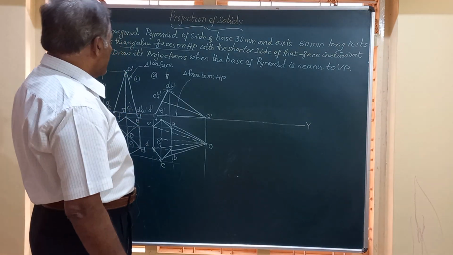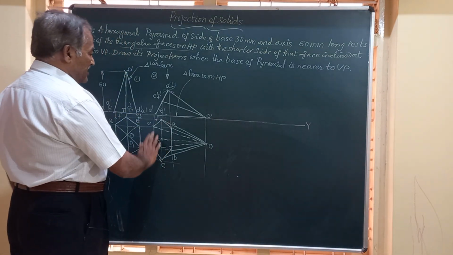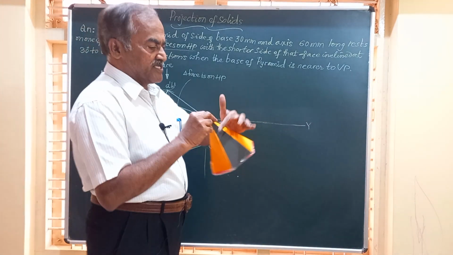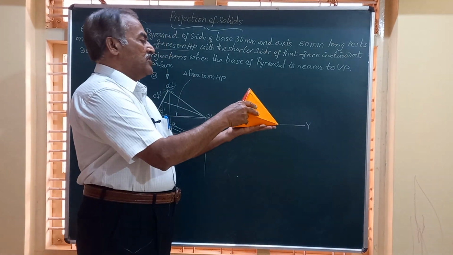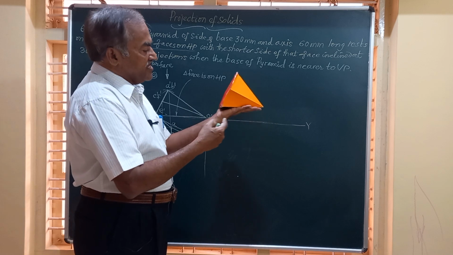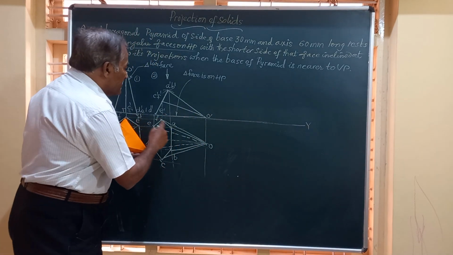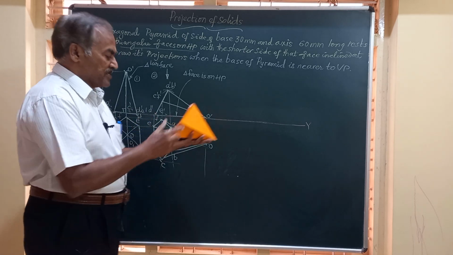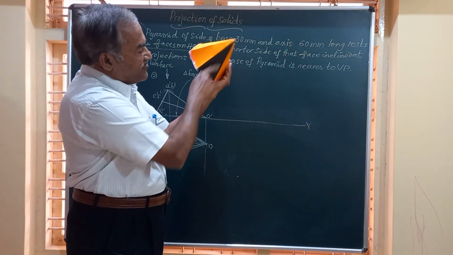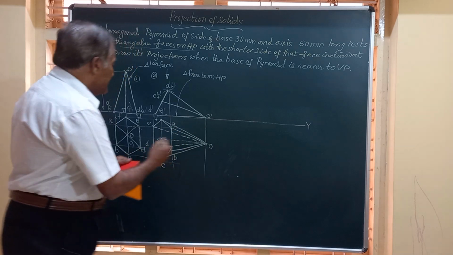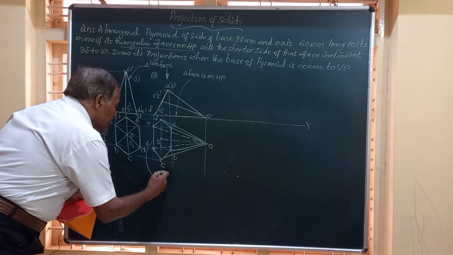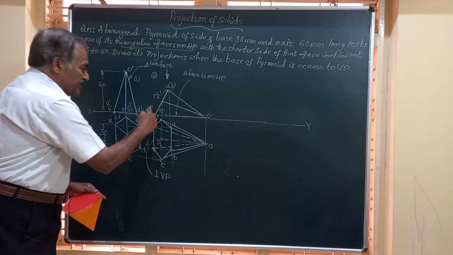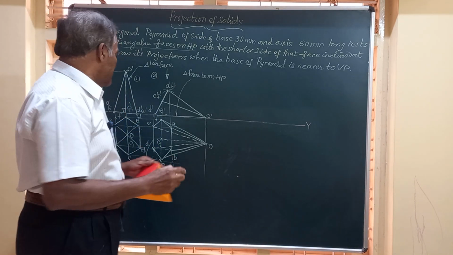Friends, if you observe this figure, the pyramid is lying on a triangular face on HP. Say this is a triangular face, it is on HP. And you can see here, it is resting, the shorter edge of that is this DE. DE is the shorter edge of the triangular face. And the DE is perpendicular to VP. You can see the shorter edge DE is perpendicular to VP.